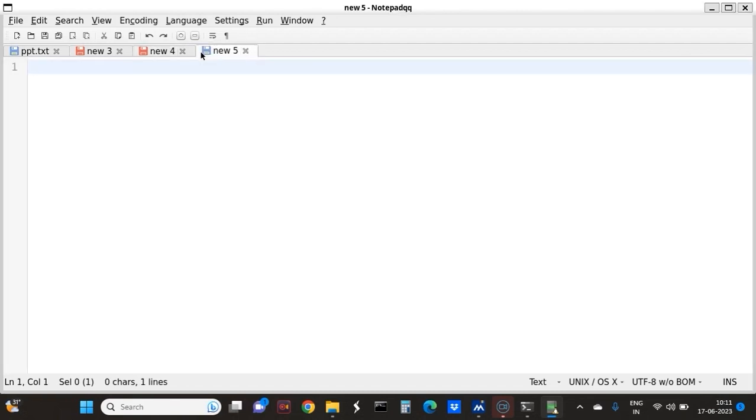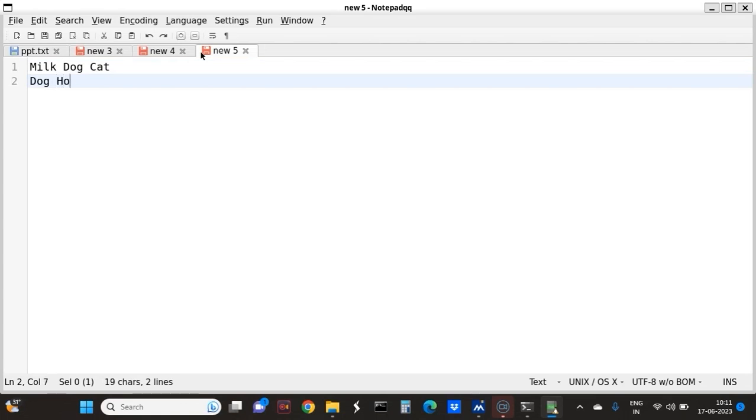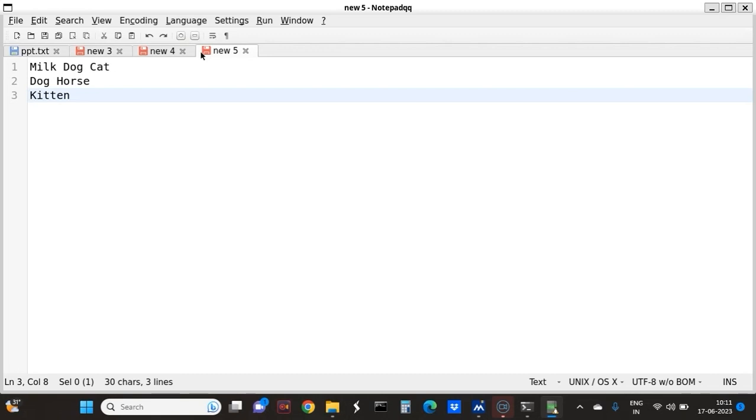Now I will open a new file. But before that we will understand what is pruning and merging. So suppose I have a data set: dog, cat, dog, horse, kitten, horse, pig, monkey. So these are our training data. So now it has three transactions.